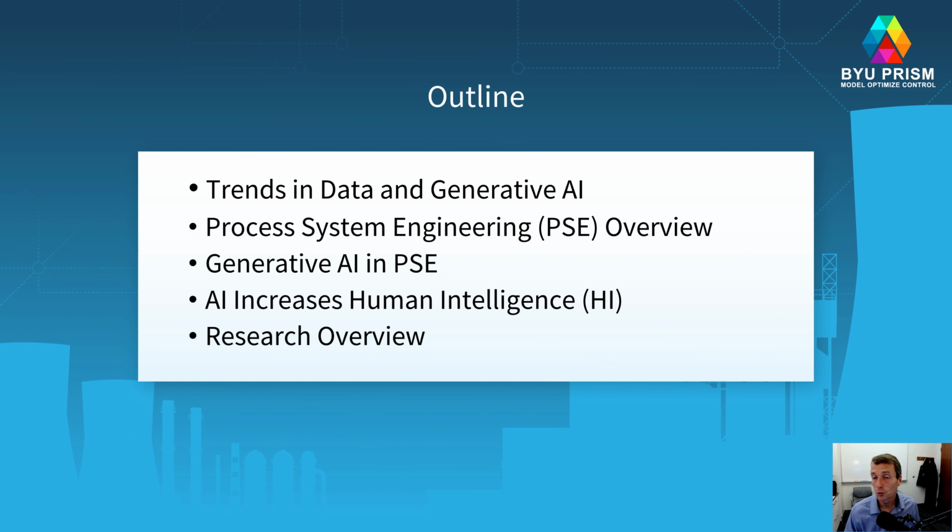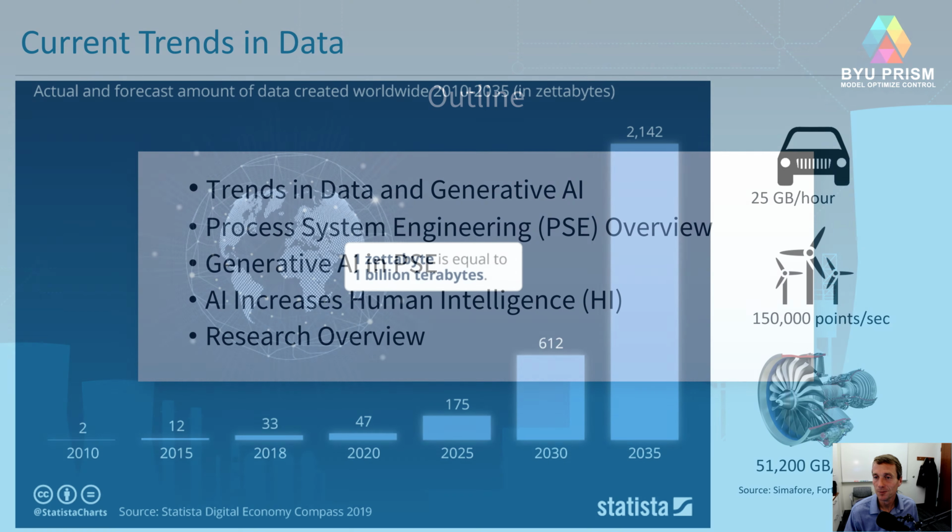First of all, I'll talk about the trends in data and generative AI, also a process systems engineering or PSE overview, and then how generative AI can be applied in process systems engineering with a number of examples. I'll talk about the strengths and limitations of the current technology and how it can be applied, and also some thoughts about how AI increases human intelligence, as Salman Khan mentioned in one of his presentations. I'll then give a research overview and conclude.